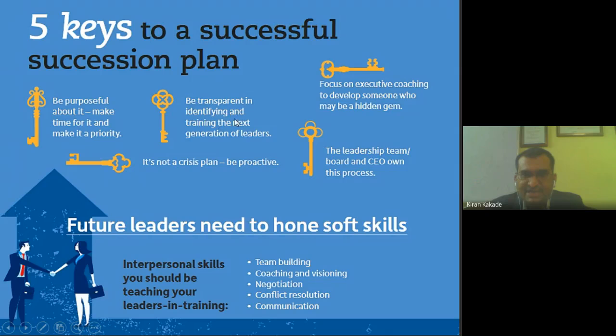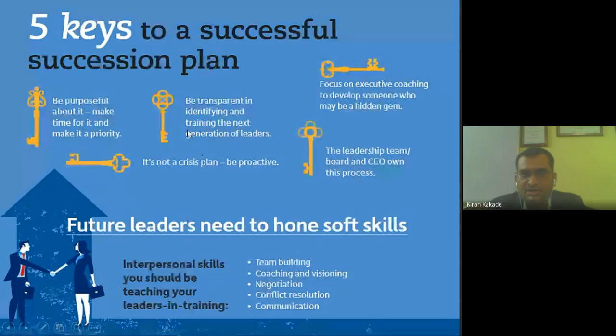Be transparent in identifying and training the next generation of leaders. Many organizations get hit here. They are lacking here because they don't have a fair mechanism for succession planning. The referral concept in India: you are my brother, you are my relation, you are my favorite, so I will give you that position. In this way, succession planning happens in India. But the fair competition is not there. A fair chance for everyone to show their potential and contribute to the organization is not there.